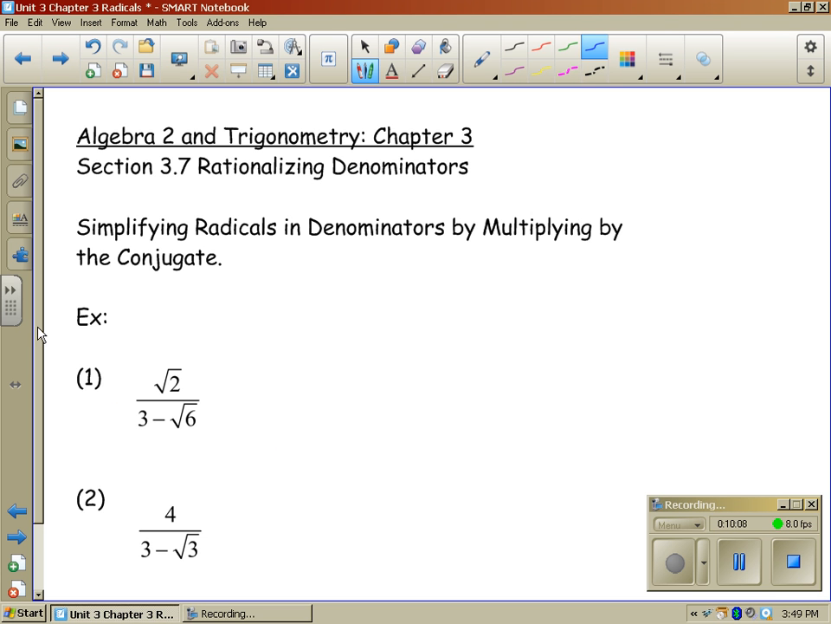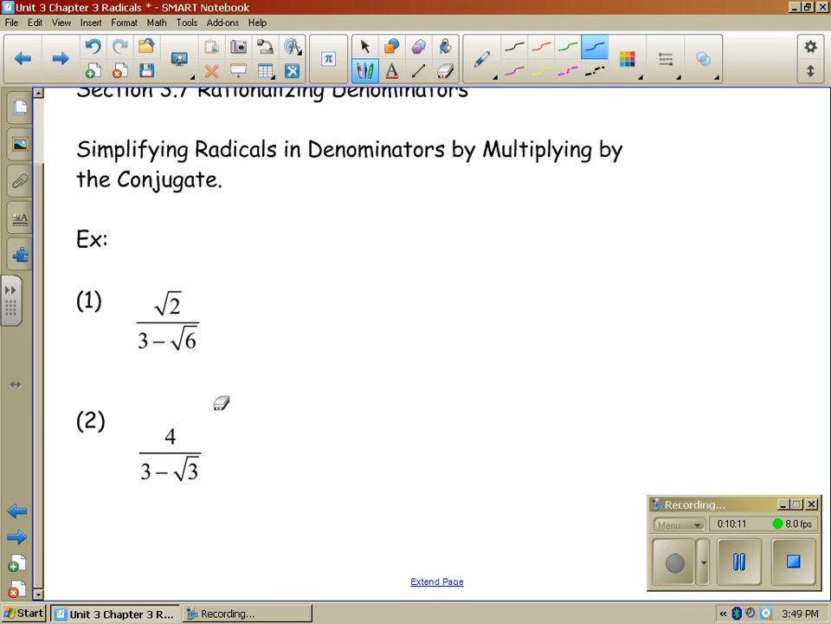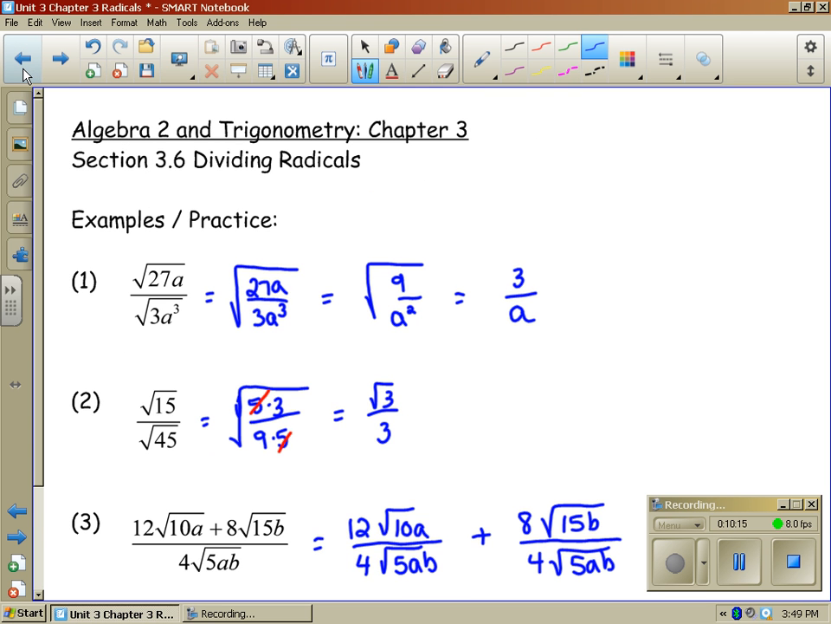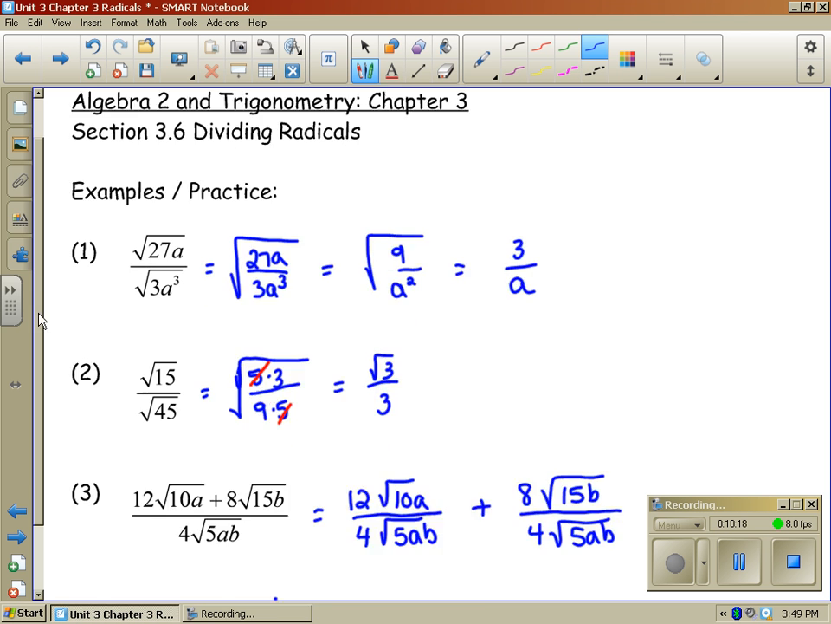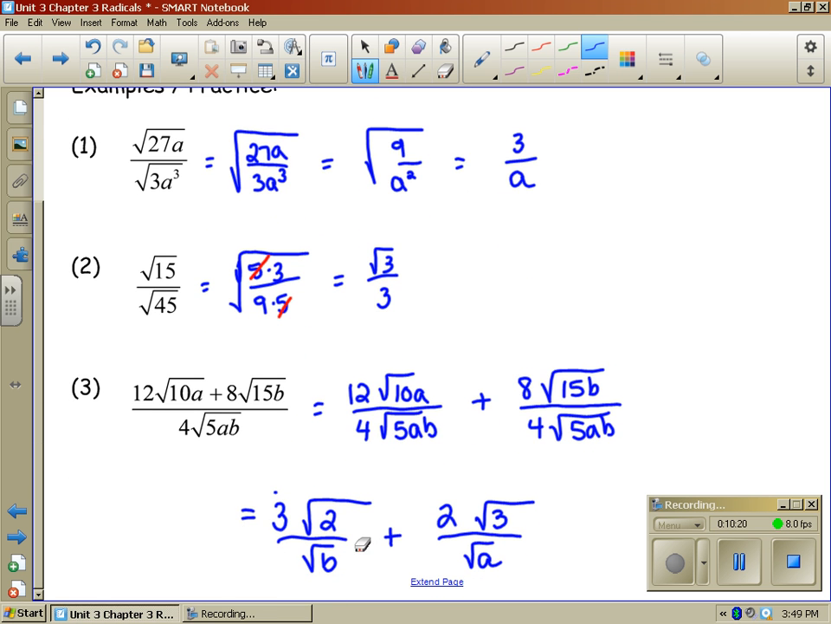So we're going to simplify radicals by multiplying by the conjugate. If you go back, here we can rationalize the denominator by simply multiplying by the square root of b, because the square root of b times the square root of b is just b in the denominator. So that's how we can rationalize when there's just a single term in the denominator. Here we could do square root of a over square root of a, because then we would just get a in the denominator.